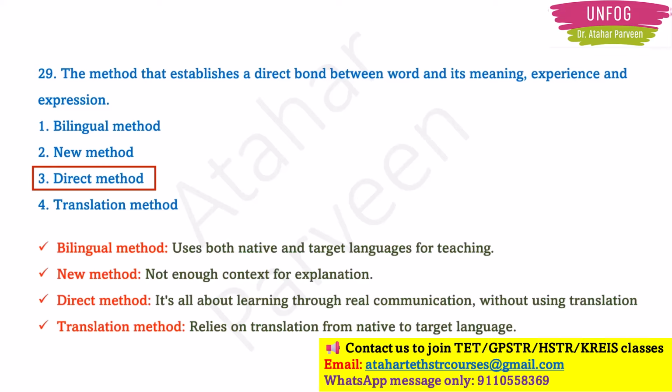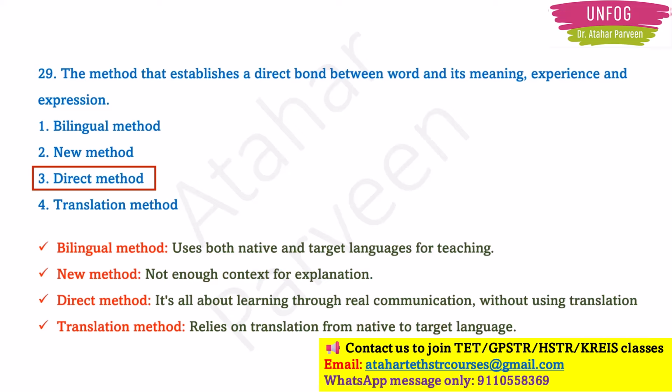Bilingual method means that method which uses both native and target languages for teaching. For example, if I am teaching in a remote area, I will use the language used in that local place, and I will also use some other language like English, which will be a target language for teaching. Next is a new method. New method always has some problems because there is not enough context for explanation, and since it is new, no one will prefer a new method in front of students.